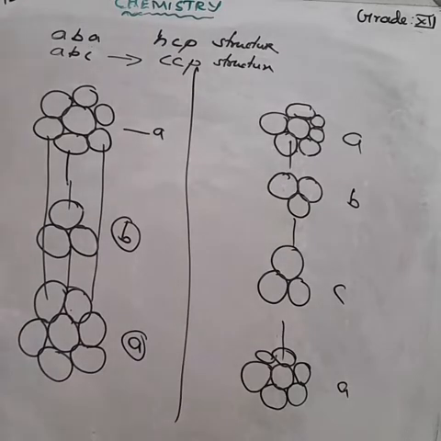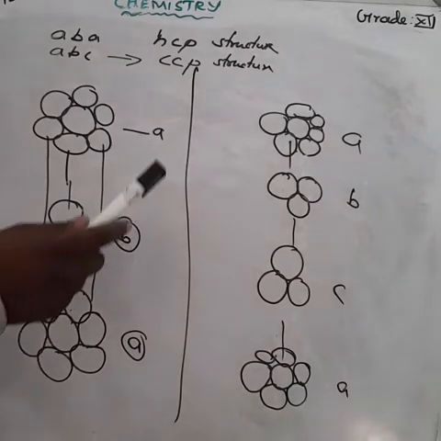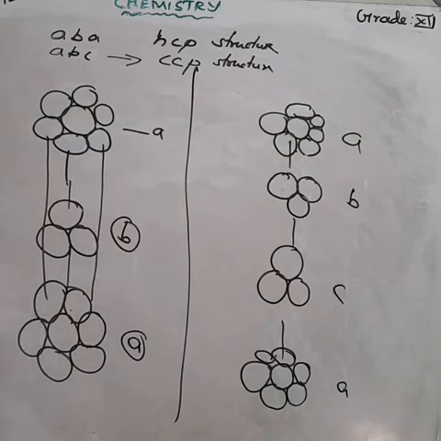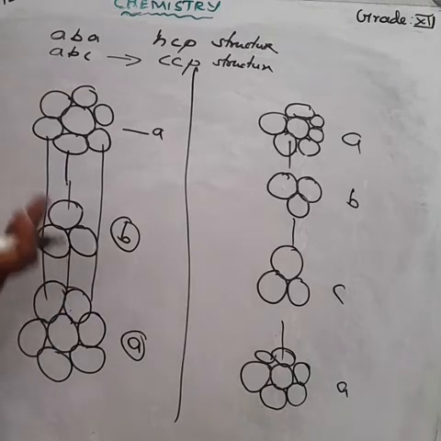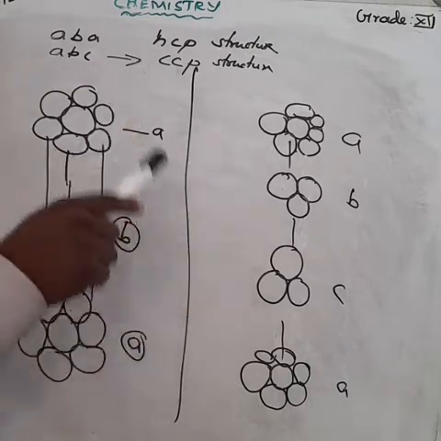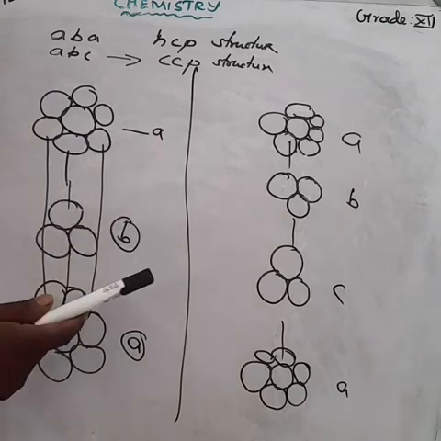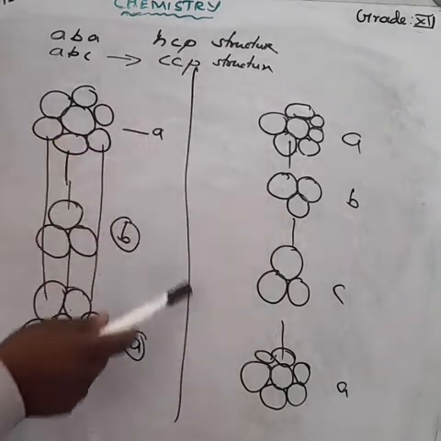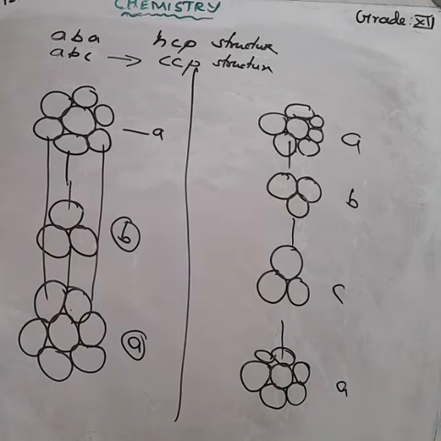The tetrahedral voids of the second layer are covered by the spheres of the third layer. Okay, the second layer is covered by spheres of the third layer. The third layer may also be placed over the second layer in such a way that all spheres of the third layer fit in octahedral voids.